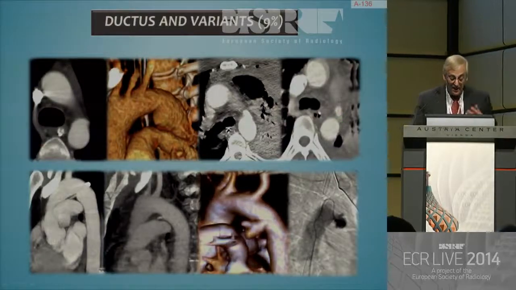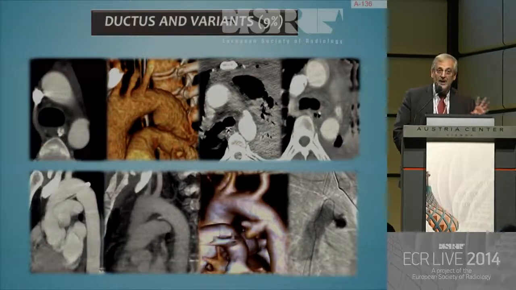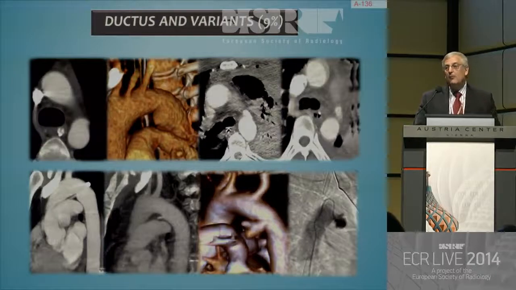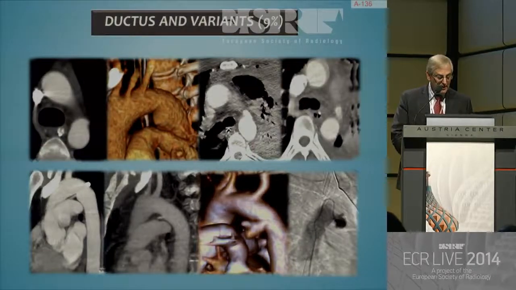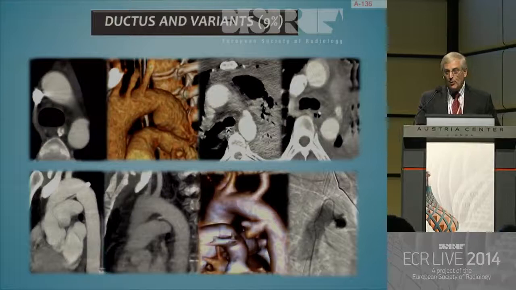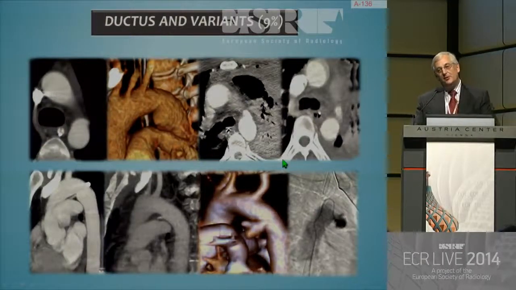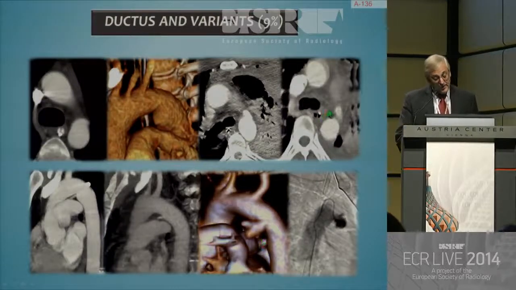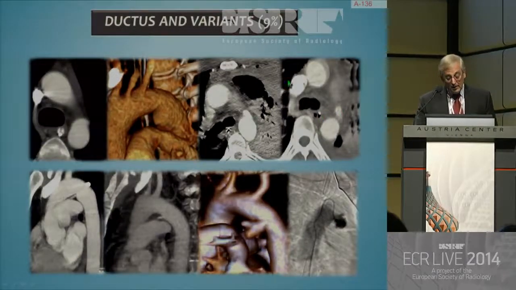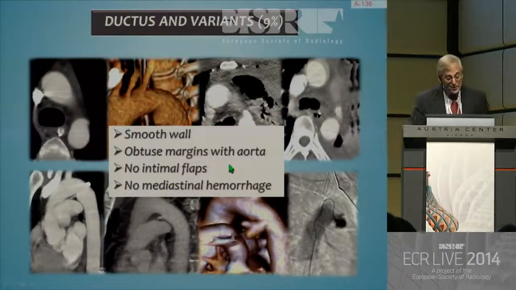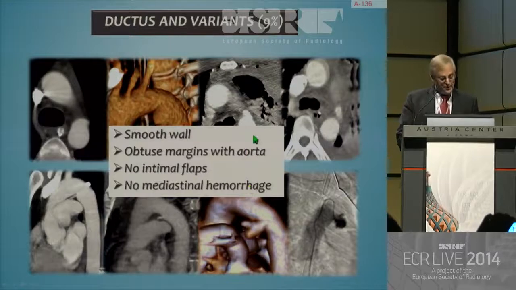So these are pretty peculiar appearances, and I admit in the right clinical circumstance you might be a little bit afraid. If that were to happen, you have the options of doing other studies. You have the option of rescanning the patient, putting them on low pressure support, trying to keep their mean arterial pressure down. There are ways that you don't have to immediately go in and treat this with a stent, but of course that's going to depend on your surgeons and how they approach this. But I want to tell you, these are variants that can occur, and they look like this, and they are just variants. So smooth walls, obtuse margins of the outpouching with the aorta, no intimal flaps, and no mediastinal hemorrhage says I'm not an acute injury.